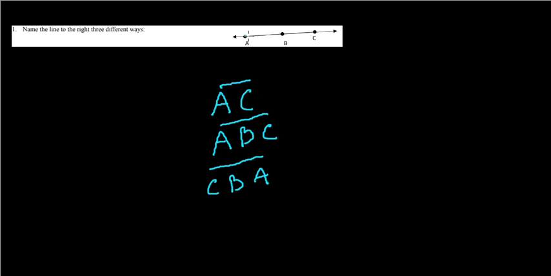So with AC, I'm going from A to C, talking about the endpoints as if B doesn't exist. The line still is the same. ABC is just obviously going from left to right, naming all the letters, and CBA goes from right all the way to the left.